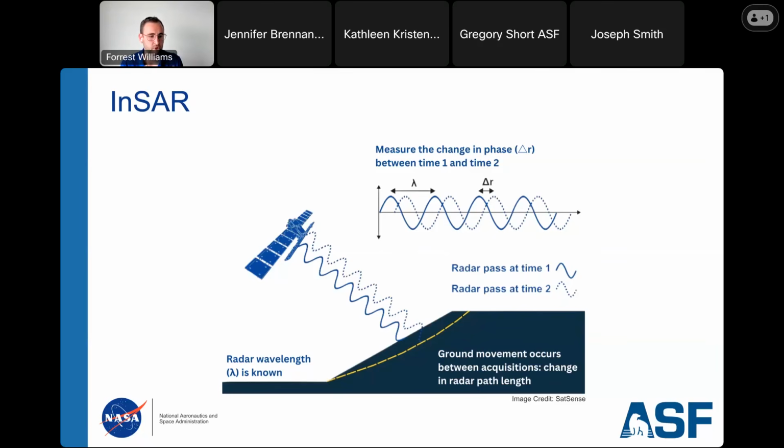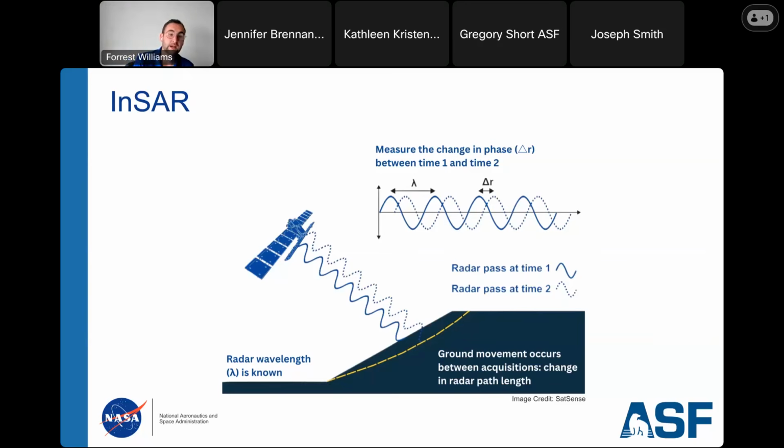And by subtracting the phase at each individual pixel within the two images that we took, we can get a measurement of how the phase has changed between the two, and therefore get some measure of the displacement that has occurred between the two time periods where we took our images. And this is the process that we call InSAR, or interferometric synthetic aperture radar. And it's a really key dataset that we provide a lot of options to work with here at ASF. And it's also the basis of how these OPERA displacement products are created.